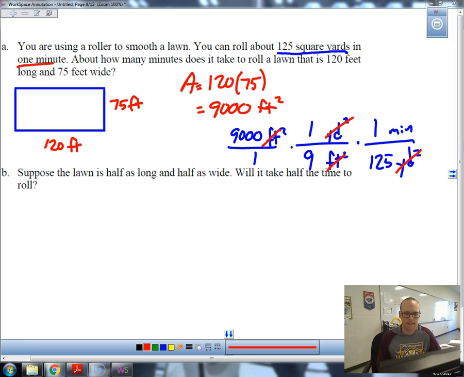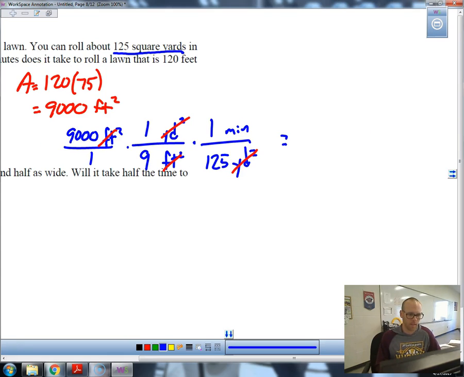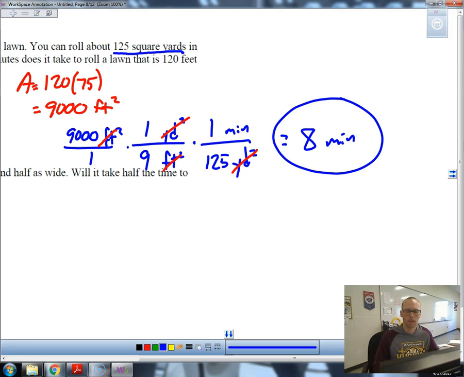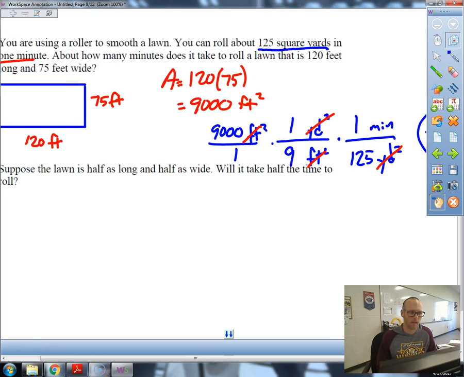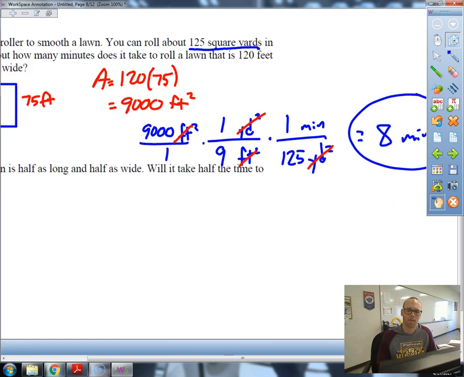I need to take 9,000 times 1 times 1 divided by 1 times 9 times 125. Okay, here we go. I'm going to take 9,000 divided by 9 times 125, and I get 8. The only unit left is 8 minutes. So it's going to take 8 minutes to roll a lawn that's 120 feet long and 75 feet wide.